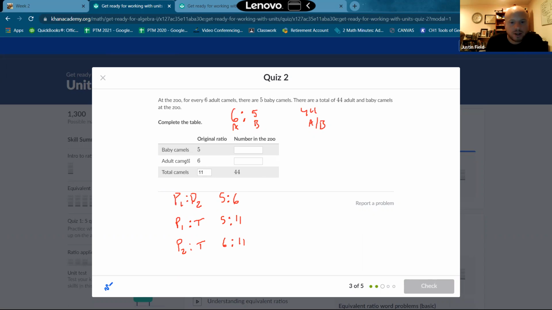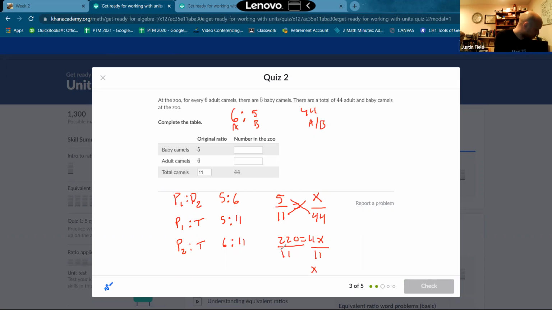So the baby camels, how to figure that one out, we can take the 5:11 ratio and set it equal to, we don't know the total number of baby camels, but we know there's 44 total camels. And now we can cross multiply. So what is 5 times 44? 220. 220 equals 11x. Divide both sides by 11.